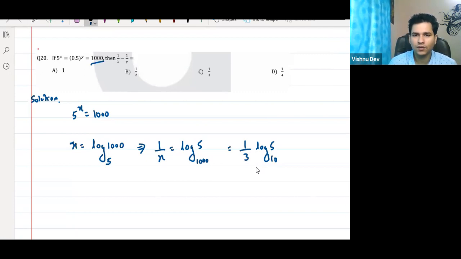Yes or no? Yes, sir. So 1 by x is 1 by 3 log 5 base 10. That is clear. Okay, very good. Now what about this second property?